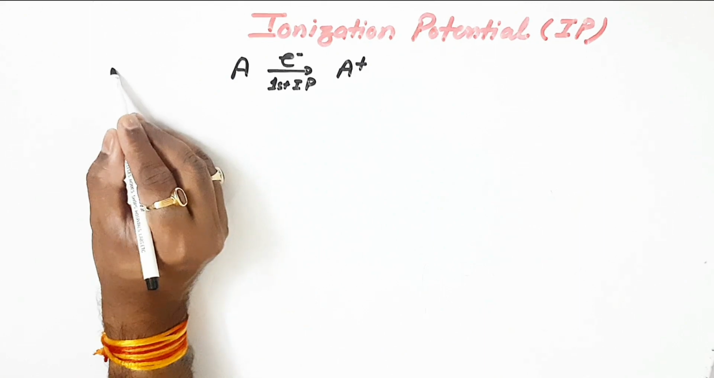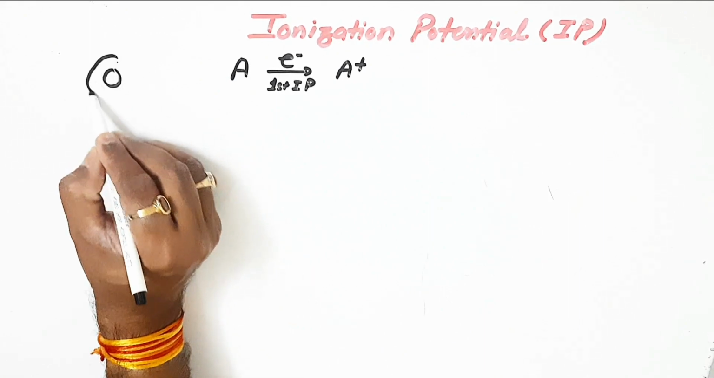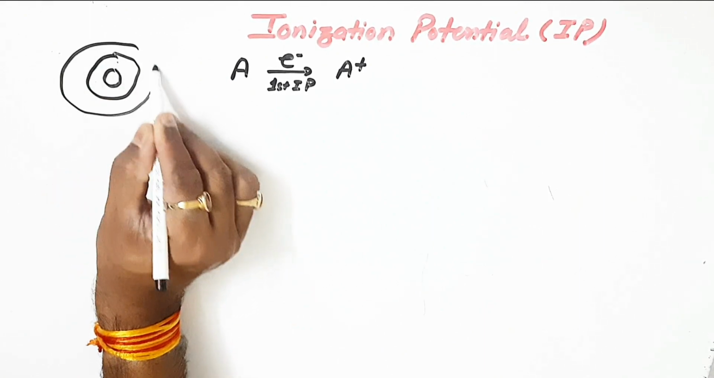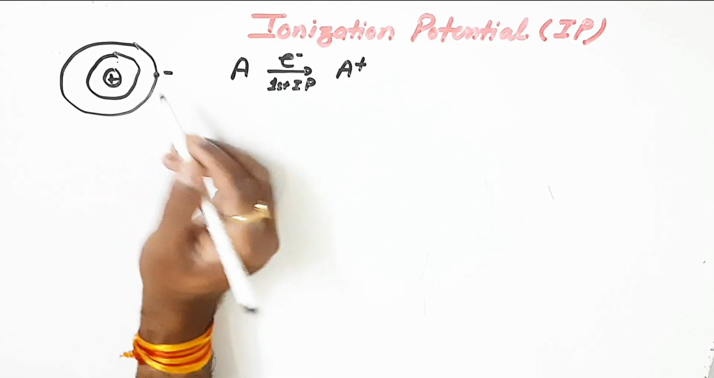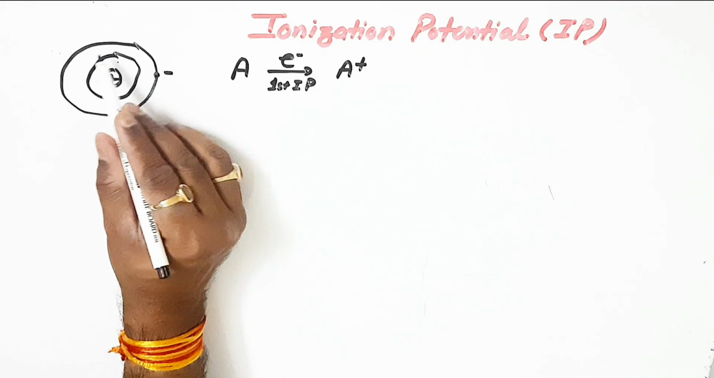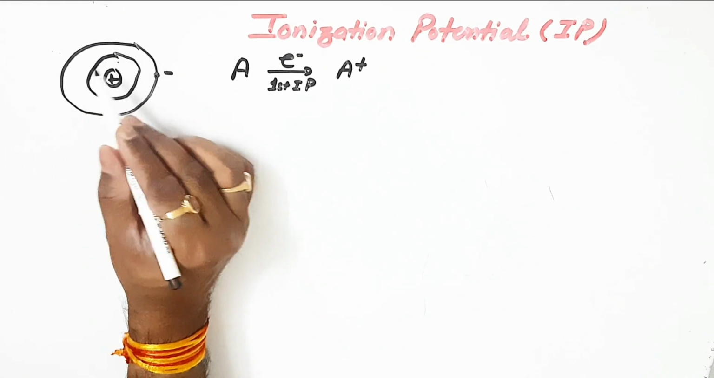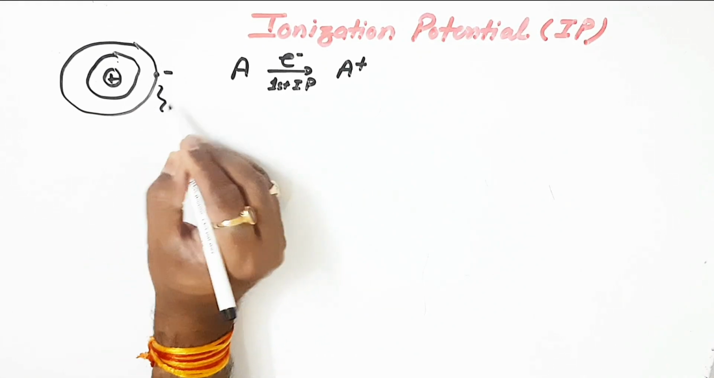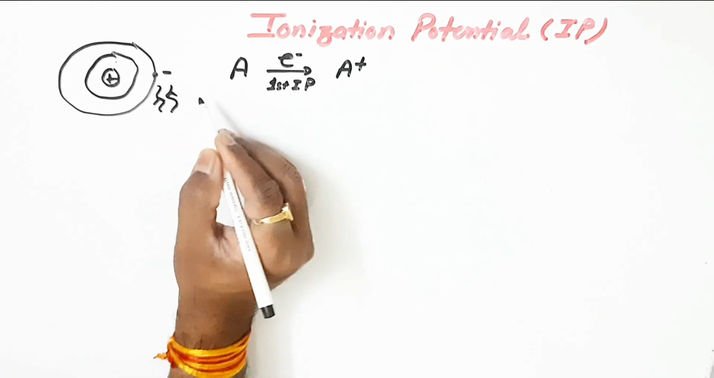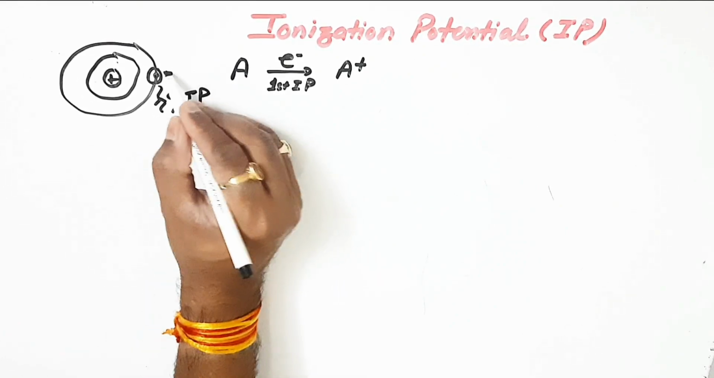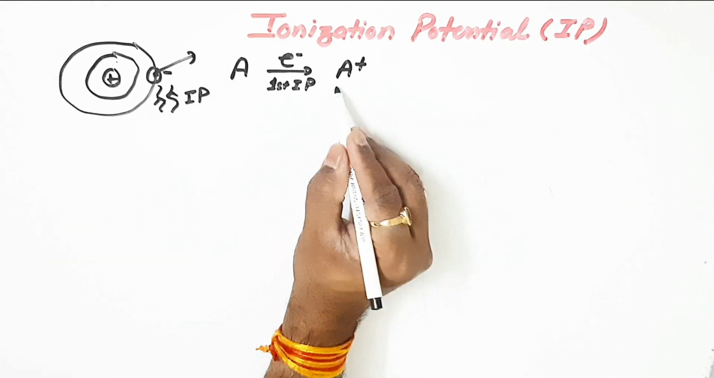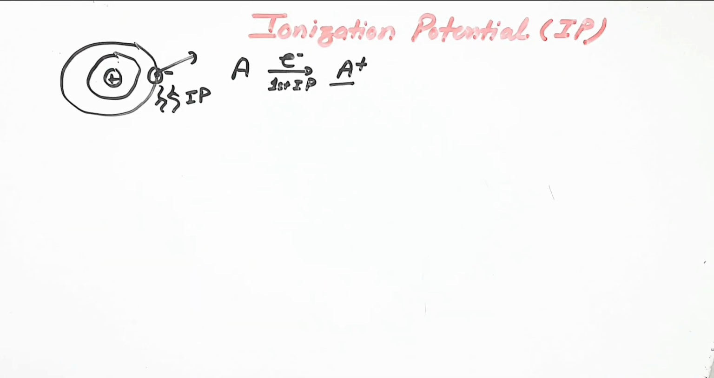So what happens? This is the nucleus. Here electrons are revolving around the nucleus. The nucleus is plus charge, the electron is minus charge. The nucleus is just keeping the electron in the track. But if you supply some energy from outside, that IP value, then this electron will become free and will be ejected out of the atom, forming the first ion of the atom.